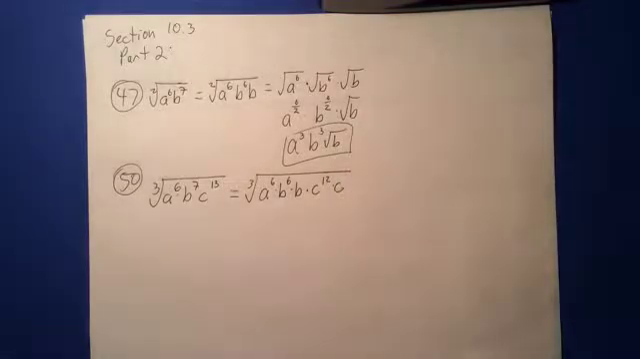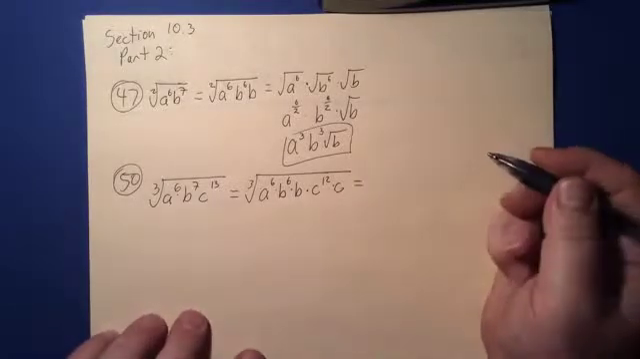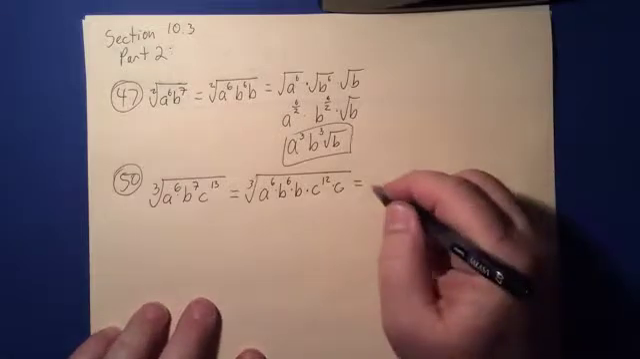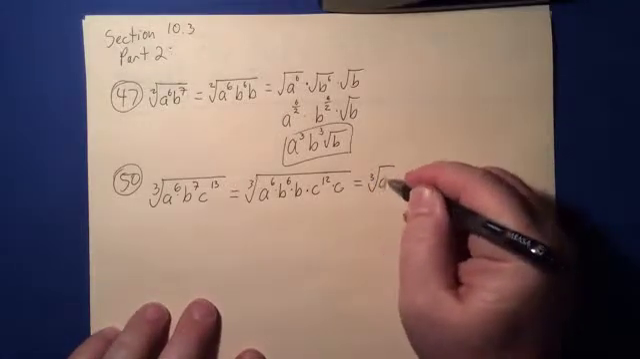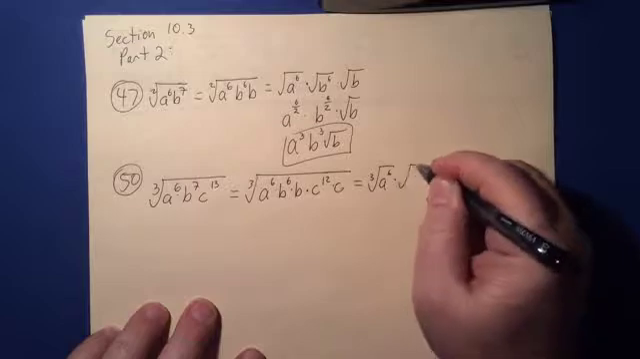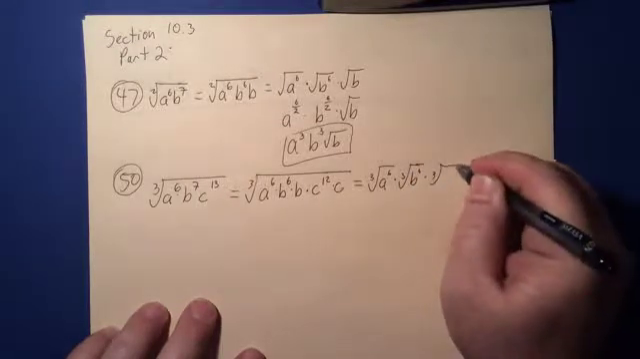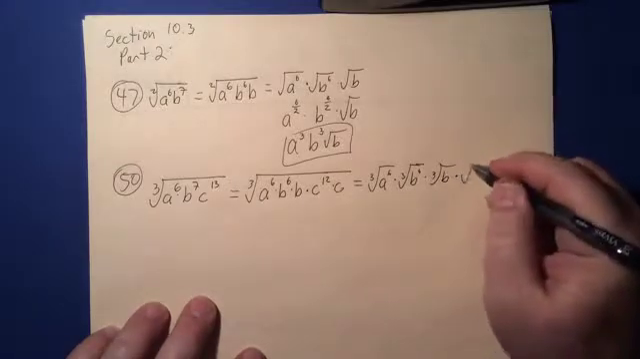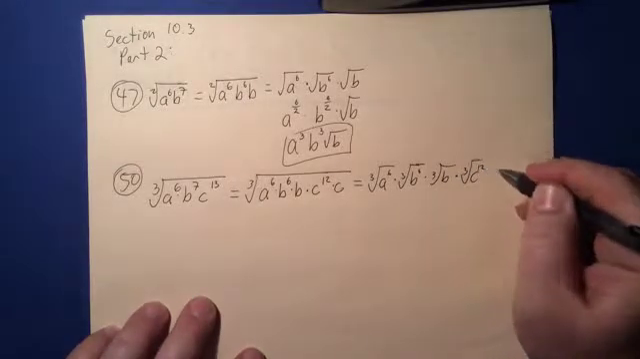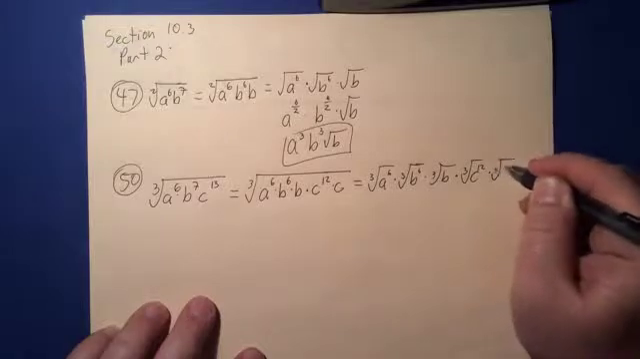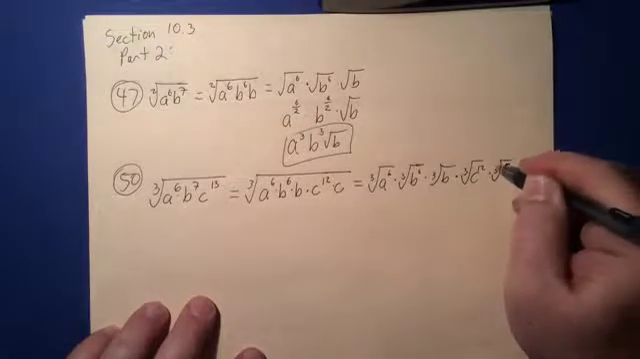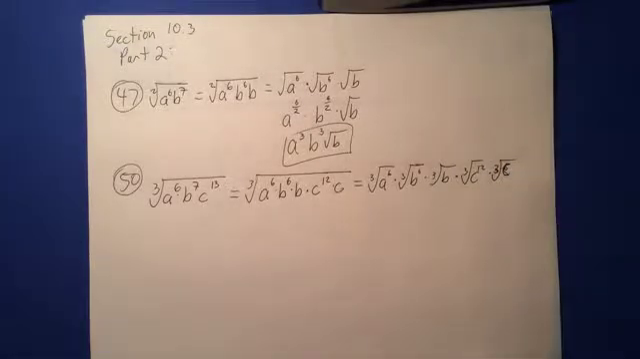So now I have this split up into factors that I know will simplify nicely when I write these separately. So I'm going to write this as the third root of a to the 6th times the third root of b to the 6th times the third root of b times the third root of c to the 12th times the third root of c. Now, do you have to do all this work here? No. This is just for your instruction.